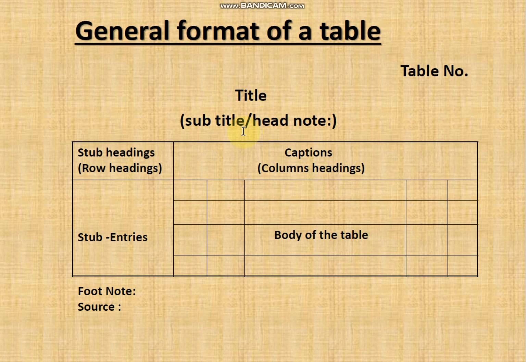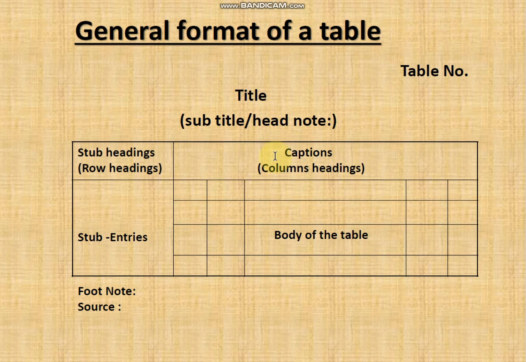So if there is population, then you will be writing it in terms of millions or crores. So you will be writing that in a bracket. So in the bracket you will be writing millions or crores. So that would be called a subtitle or head note. It is just a continuation of the title.